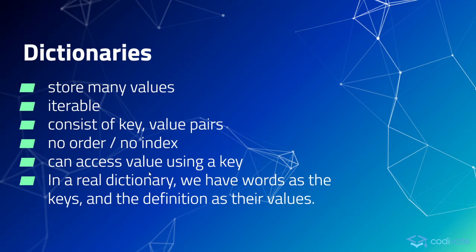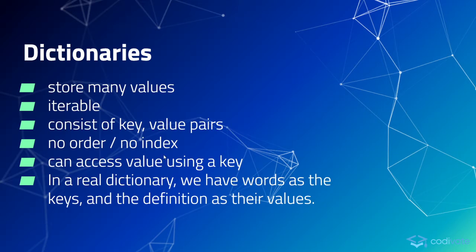For example, we know how with lists we can have indices for each position. For dictionaries, we don't do that. We only access the values using keys. Another feature of dictionaries is that they are iterable since they have many values.